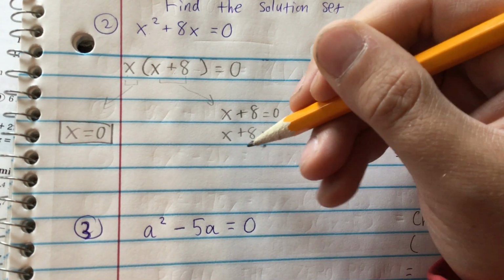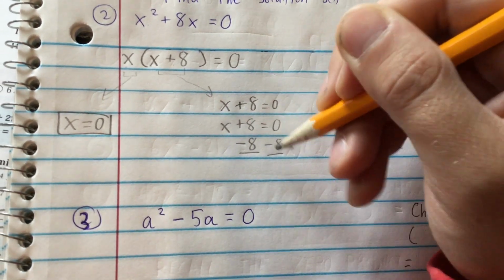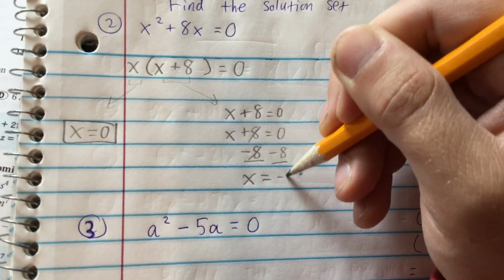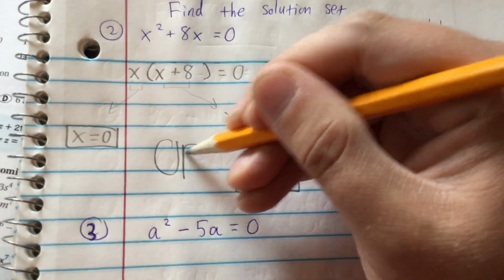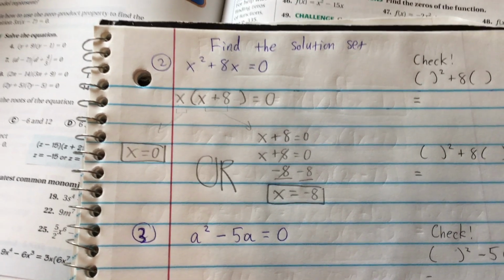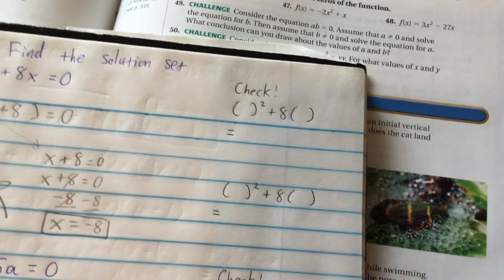So how do I get x isolated? I'm going to subtract 8 from both sides. Gets me x equals negative 8. So my two solutions are x equals 0 or x equals negative 8. Don't believe me? You can always check your work back into the equation.